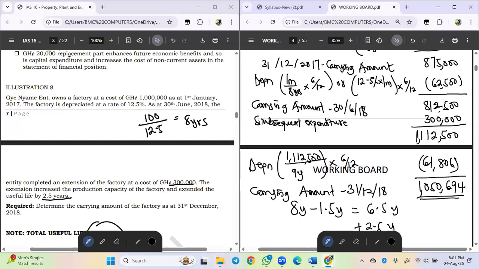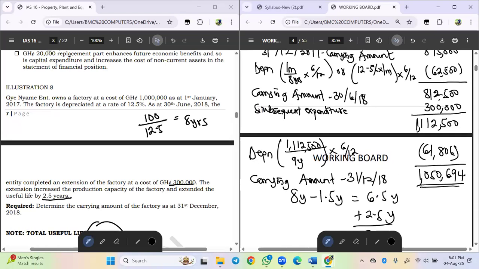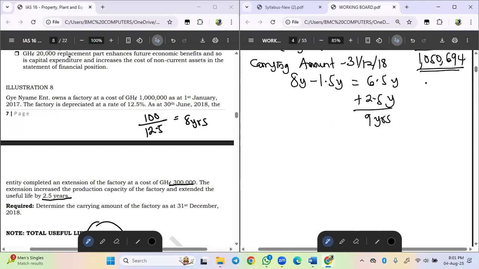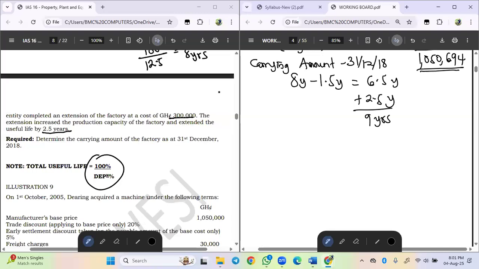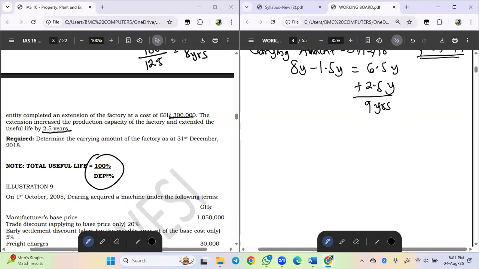So if you are preparing extract for 2018 alone, the depreciation will be 62,500 plus 61,806, because we have January to June, different calculation, and also July to December, different one. So please, I hope you understand. Can we move on? Yes, please.